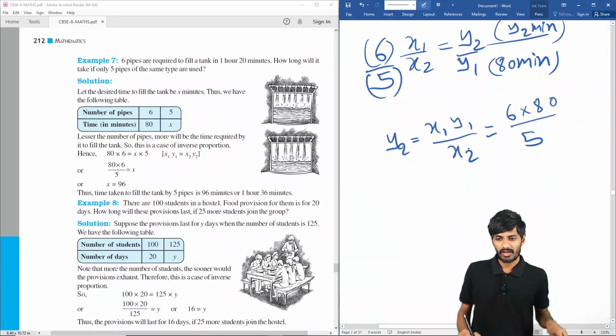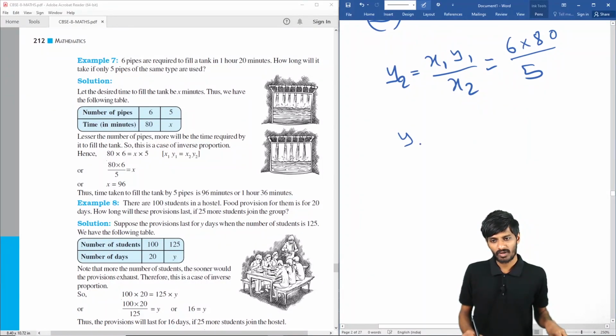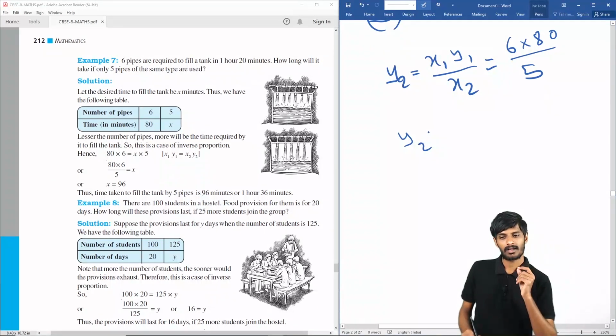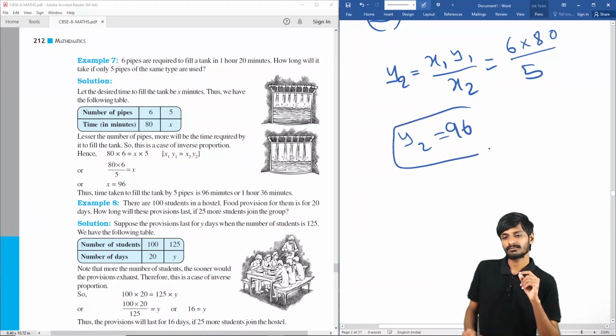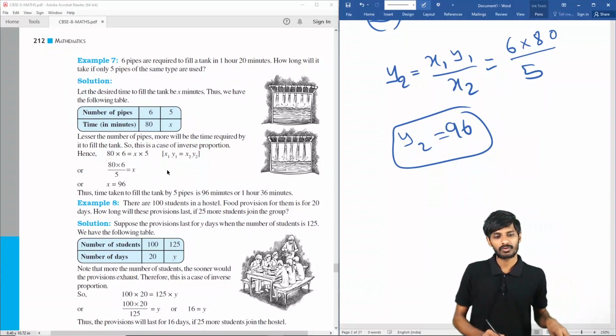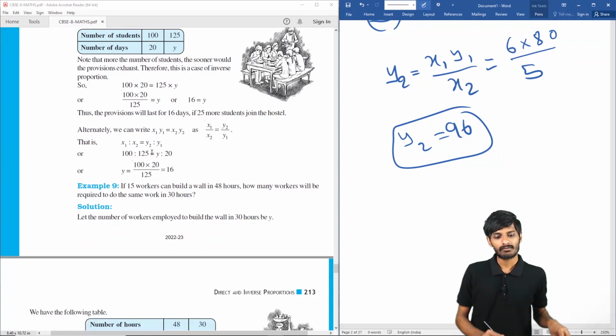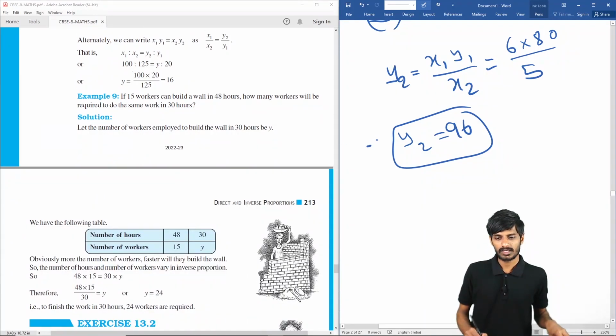So this is our way of doing the answer, students. Then what you will get, y2 is 96. So that is the way of doing the answer, students. Now I will do example 9.